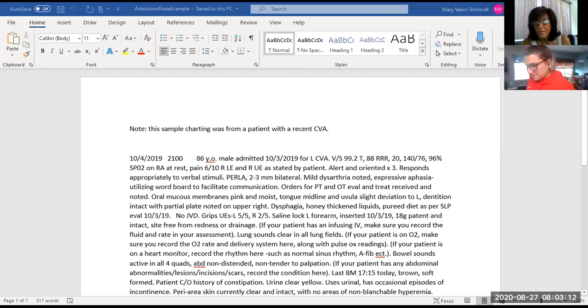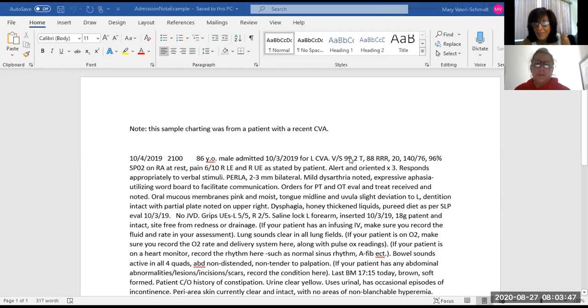Okay, so I'm sharing my screen with you. This is an example of a narrative note, and I'll send this to you so you can see it. This is a narrative note for an admission. With an admission, you want to tell me a story. Who is the patient? Tell me about them, their history. Why are they here? When you look at this note, here's the date, the time: 86-year-old male admitted on this date for a left CVA. So he had a stroke.